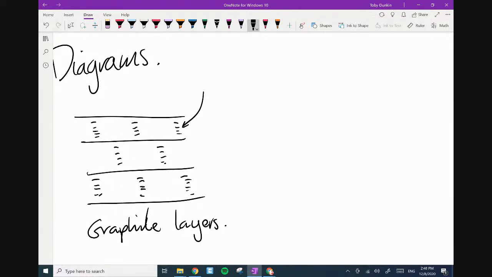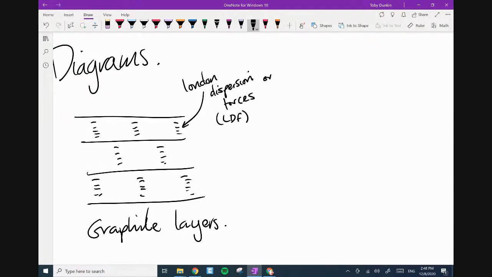Now, just to tell you, these dashy lines, you guys learned as WIMFs in GCSE, weak intermolecular forces. You are no longer allowed to call them this. In fact, WIMFs are now deleted from your vocabulary because you now learn at A level that there are three of them. And in graphite's case, these are London dispersion forces, LDFs, a good old LDF.